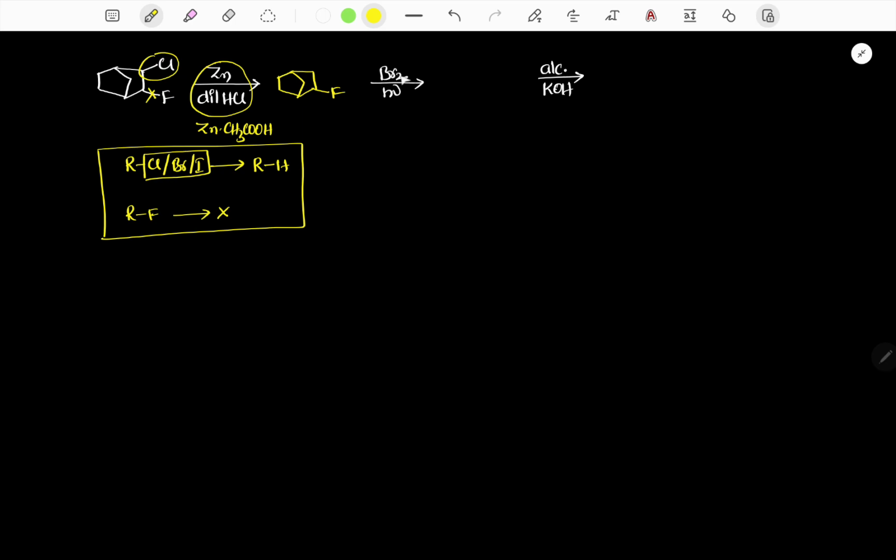Now it is treated with Br2 and hv. So we expect free radical substitution. So we focus on the stable radical, and here the bridge carbon, even though it looks stable, if the radical is formed at the bridge carbon, hyperconjugation is not possible.